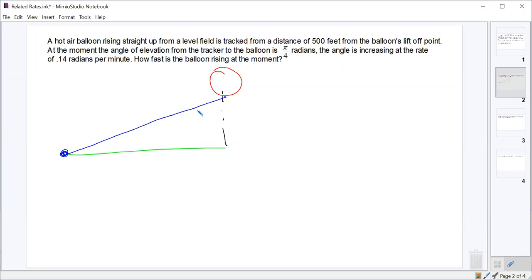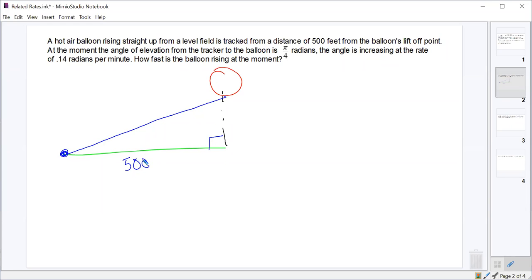So first off, the balloon is rising straight up. So what does that tell us about this angle here? 90 degrees. And is that angle changing? No. So we can label that as a constant quantity. All right. What else? What about the green line for our field? How far away are we from where the balloon lifted off? 500 feet. Is that distance from the liftoff point to our location changing? No. Exactly. So 500. All right. What else is important in here?